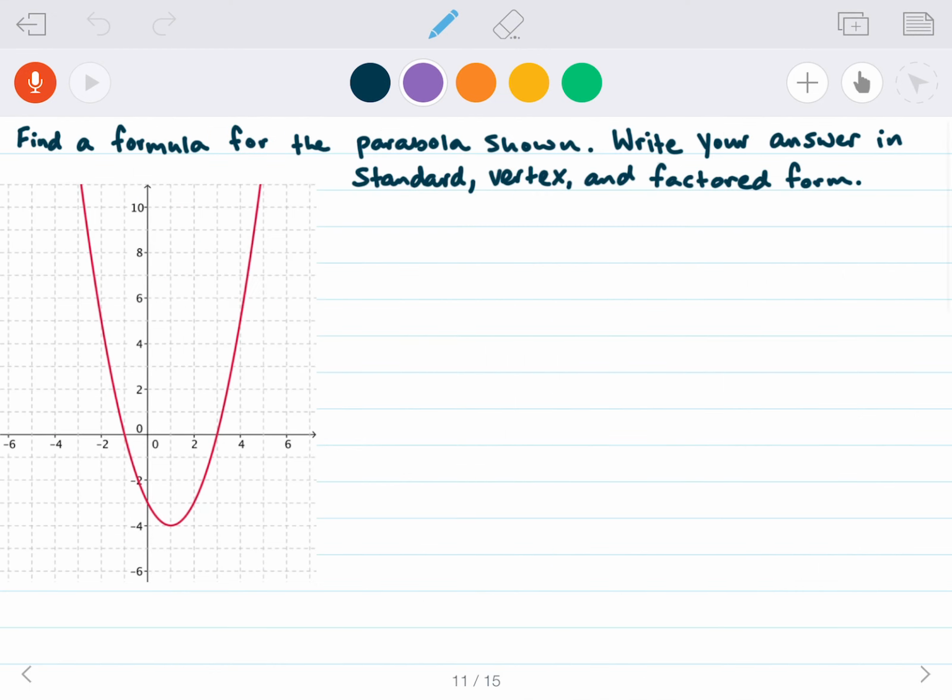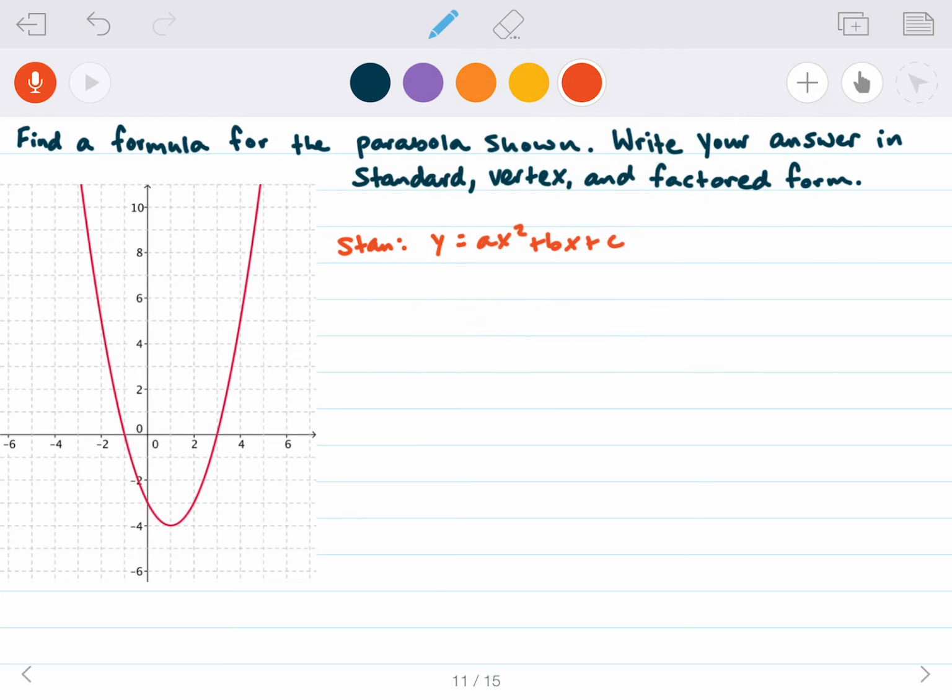So there it is. All right, in this example, we want to find a formula for the parabola shown, and we want to write our answer in standard, vertex, and factored form. All right, so let's just remind ourselves what each of these forms look like. So standard is that y equals ax squared plus bx plus c.